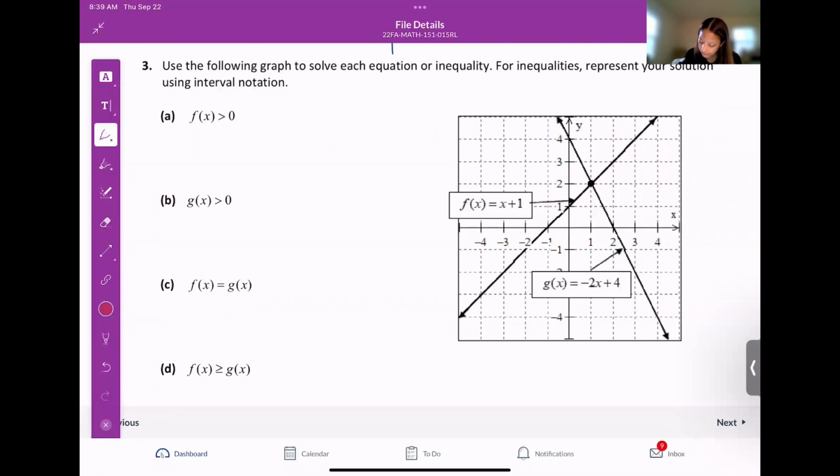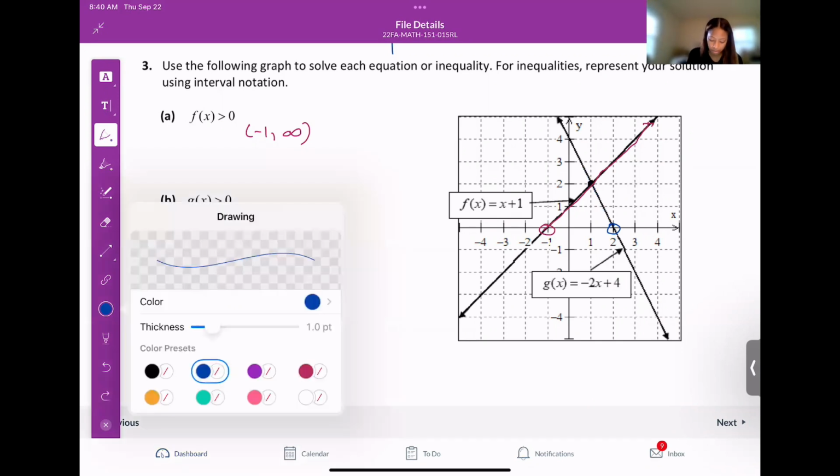We can see here that f of x equals 0 at negative 1. And then for everything after negative 1, the graph is above the x-axis. So we would say our solution is negative 1 to infinity. All right, for part B, we want to know when g of x is greater than 0. We look at g of x, that's the decreasing line. We see g of x is equal to 0 at 2. And then for numbers less than 2, the graph is above.